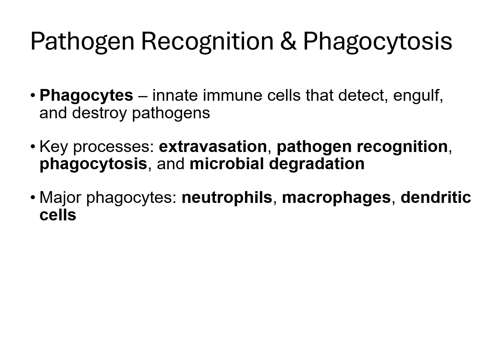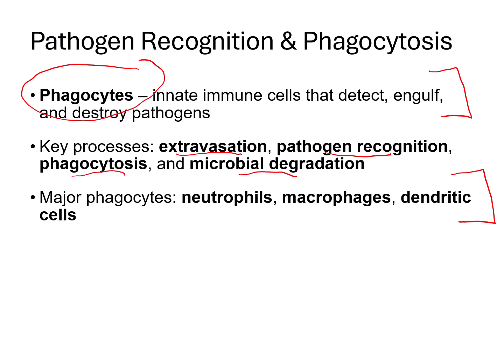This first section on pathogen recognition and phagocytosis focuses on phagocytes, and these are innate immune cells that detect, ingest, and destroy pathogens. The major phagocyte types are neutrophils, macrophages, and dendritic cells. And we're going to review 4 key processes in this section: extravasation, pathogen recognition, phagocytosis, and microbial degradation.